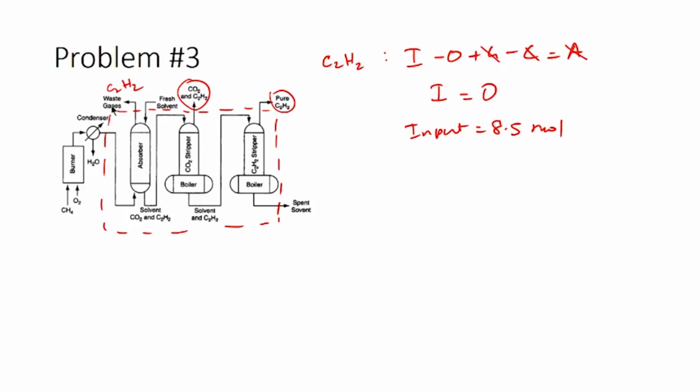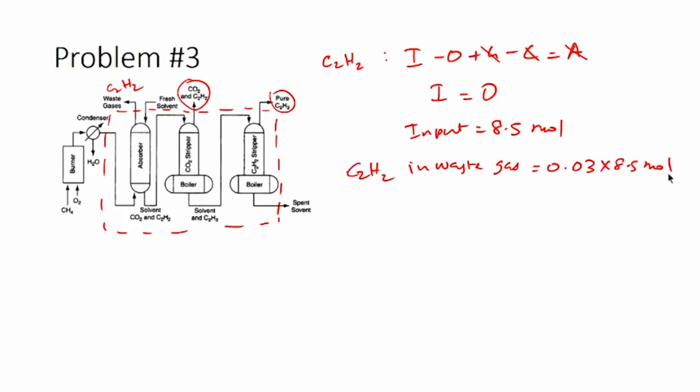The waste gas has 3% of acetylene and 97% of the acetylene leaves along with the solvent. This has been given to us in the problem. So, this means the C2H2 in the waste gas would be equal to 0.03 times 8.5 moles. So, this would be the first exit stream.